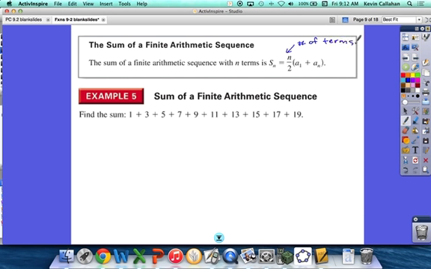What does the a1 represent? The a1 is supposed to represent the first term. And the an is the last term. Right? This thing right here is the last term.